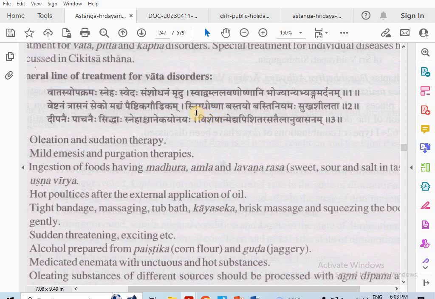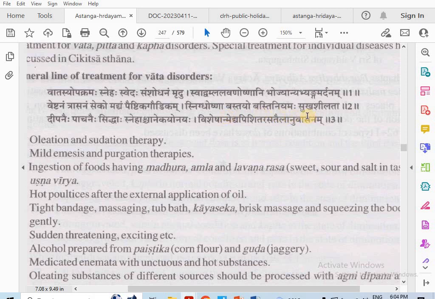See, snigdha is unctuous, right? Snigdha plus ushna, dirgha sandhi we have, guna sandhi we have. Snigdha is unctuous and ushna is hot substance. So with these two, unctuous and hot substance, enemata should be performed. Okay, bastayaha. And basti niyama is actually applying the basti, right? So this kind of basti should be applied.